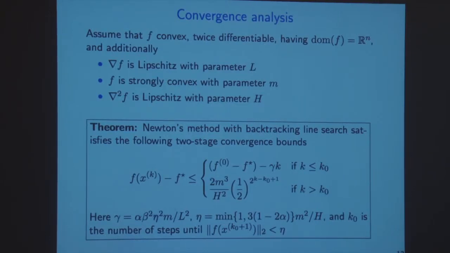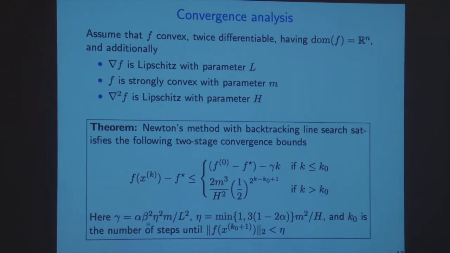These constants can actually be made all fairly explicit. So gamma is alpha beta squared times eta squared m over L squared. Remember, m is the strong convexity parameter and L is the Lipschitz parameter. So we can see that if the function is poorly conditioned, then gamma should be small. If m over L is small, gamma itself should be small. So it's basically saying we're not going to be able to decrease the criterion by much in every step of the first stage. And eta also depends on the condition numbers, this time of the Hessian. Its Lipschitz parameter, its largest singular value, and it looks like this.